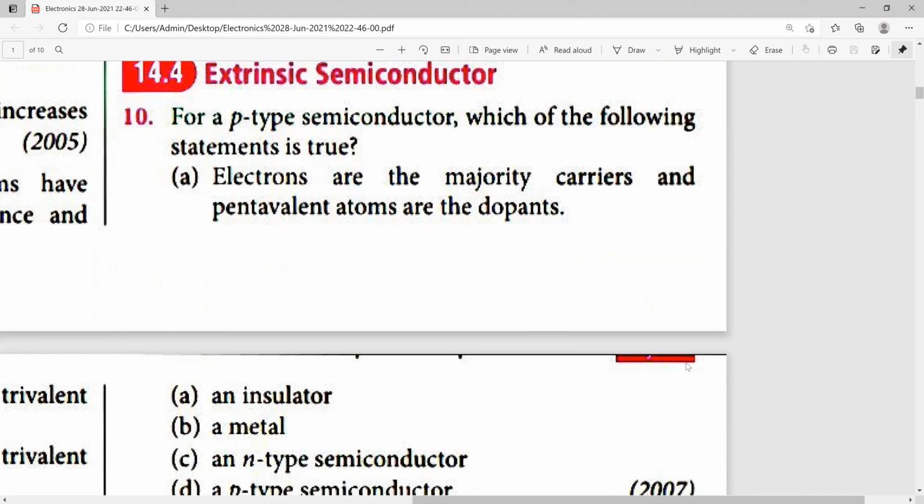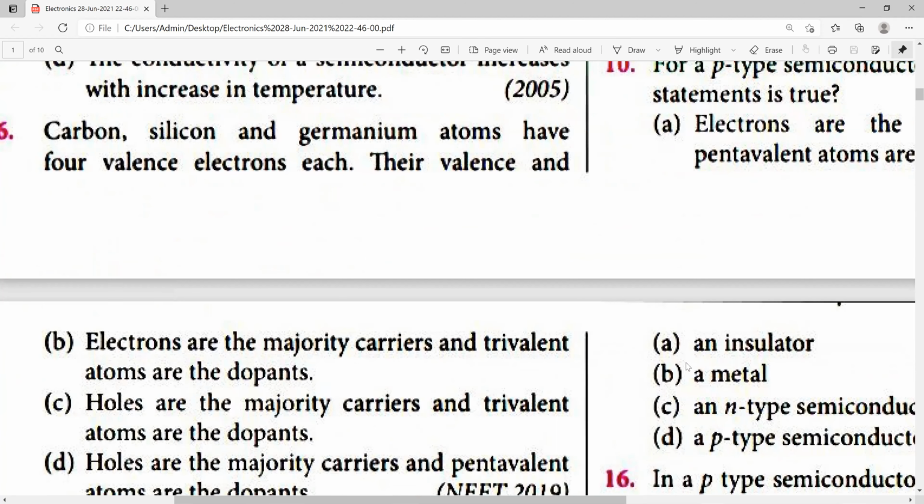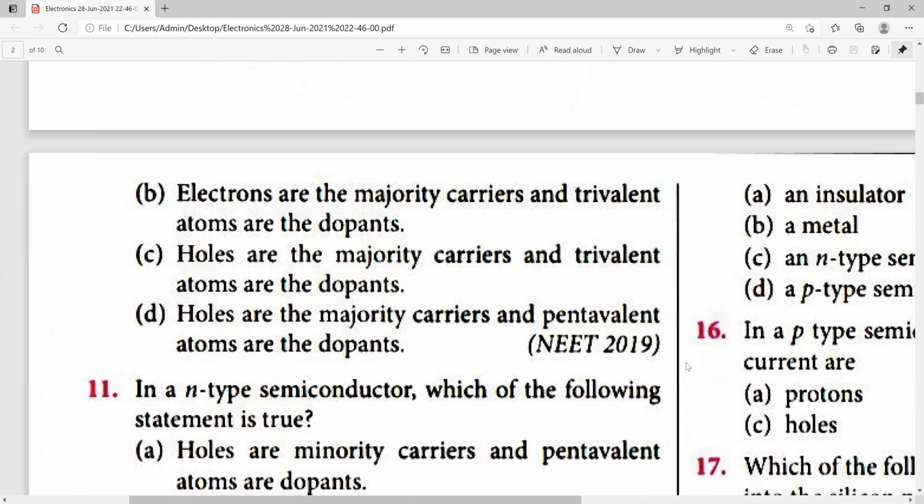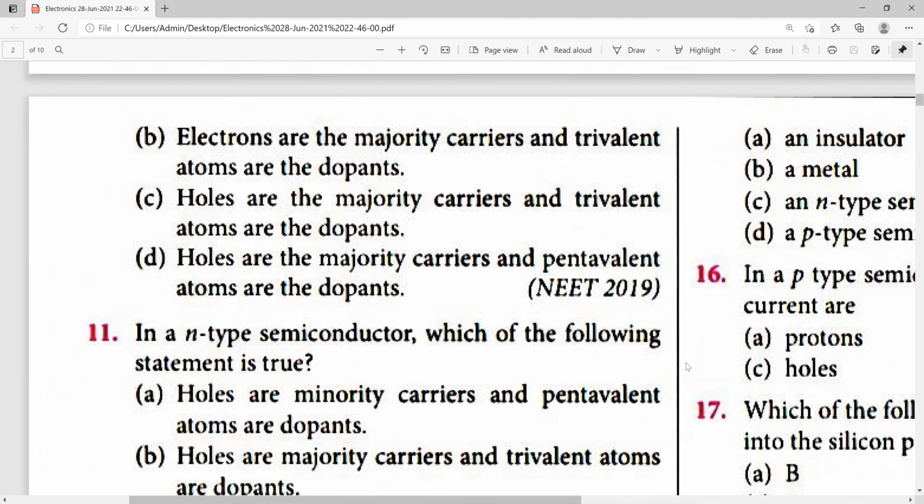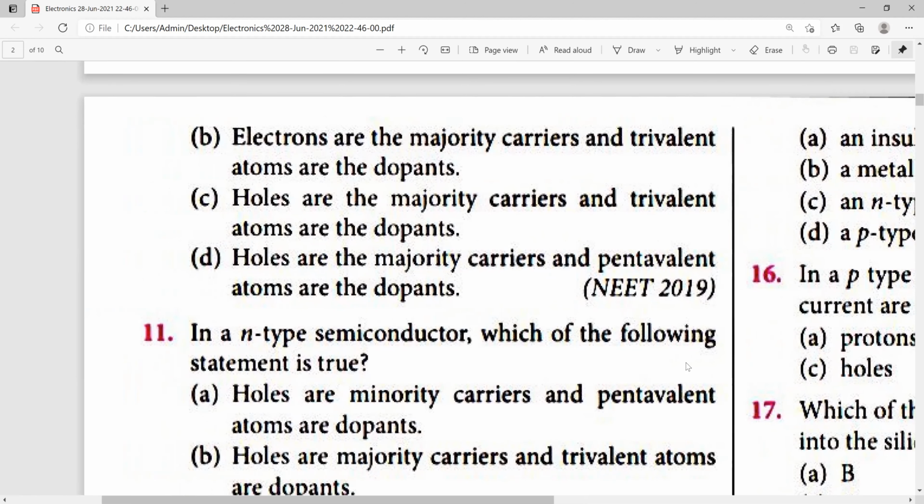10th one: for a p-type semiconductor, which of the statements is true? First option, electrons are the majority carriers and pentavalent atoms are the dopant. Second option, electrons are the majority carriers and trivalent atoms are the dopant. Third, holes are the minority carriers and trivalent atoms are the dopant. Fourth, holes are the majority carriers and pentavalent atoms are the dopant. So four options they have given.